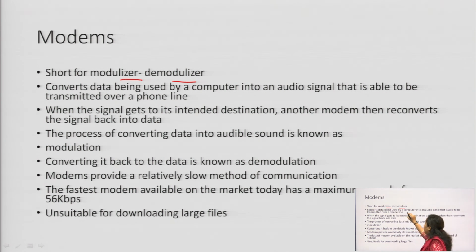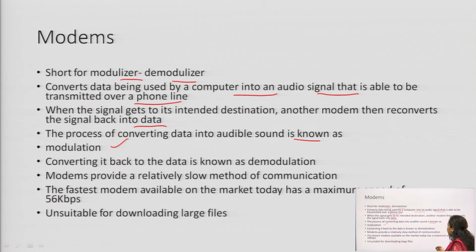It converts the data used by a computer into an audio signal that can be transmitted over a phone line. When the signal gets to its intended destination, another modem reconverts the signal back into the data. The process of converting the data into an audible sound is known as modulation, and converting it back to data is known as demodulation. So, the original data is first converted into the required form so that it travels over a longer distance. Then at the receiver side I convert it back into my original form, which is known as demodulation.